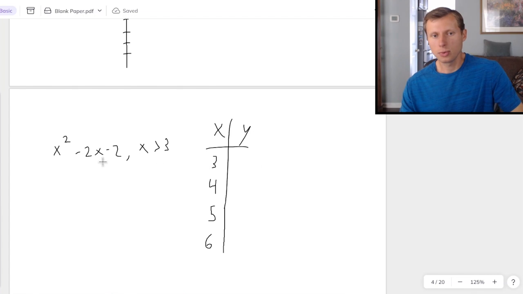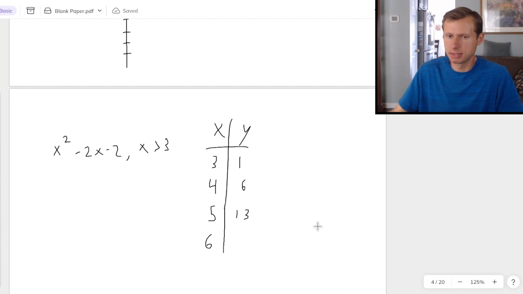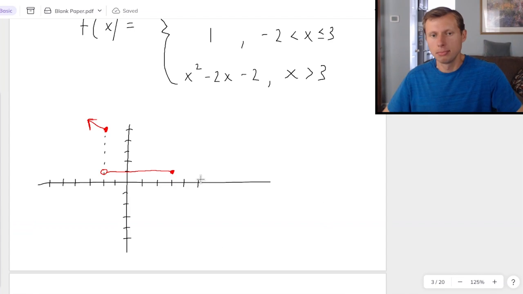So plugging in 3, 3 squared minus 2 times 3 minus 2. I'm just going to tell you, you get 1. If you plug in 4 for x, you get 6. If you plug in 5, you get 13. And I'm not even going to bother plugging in 6 because it's going to be off the graph because 13 is off the graph already. But now just plugging in those points, remember the points were x equals 3, y equals 1, which conveniently enough is on top of the closed circle.